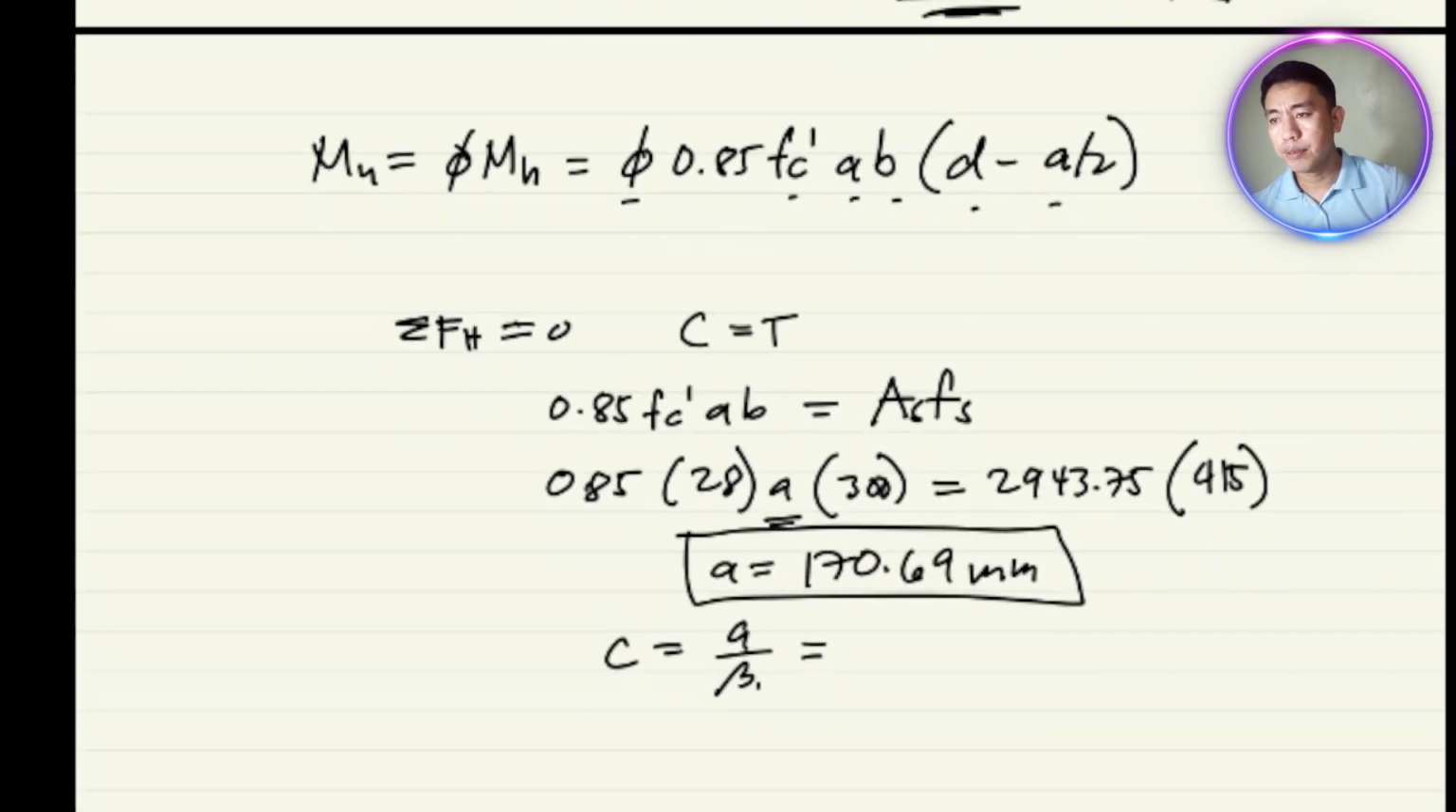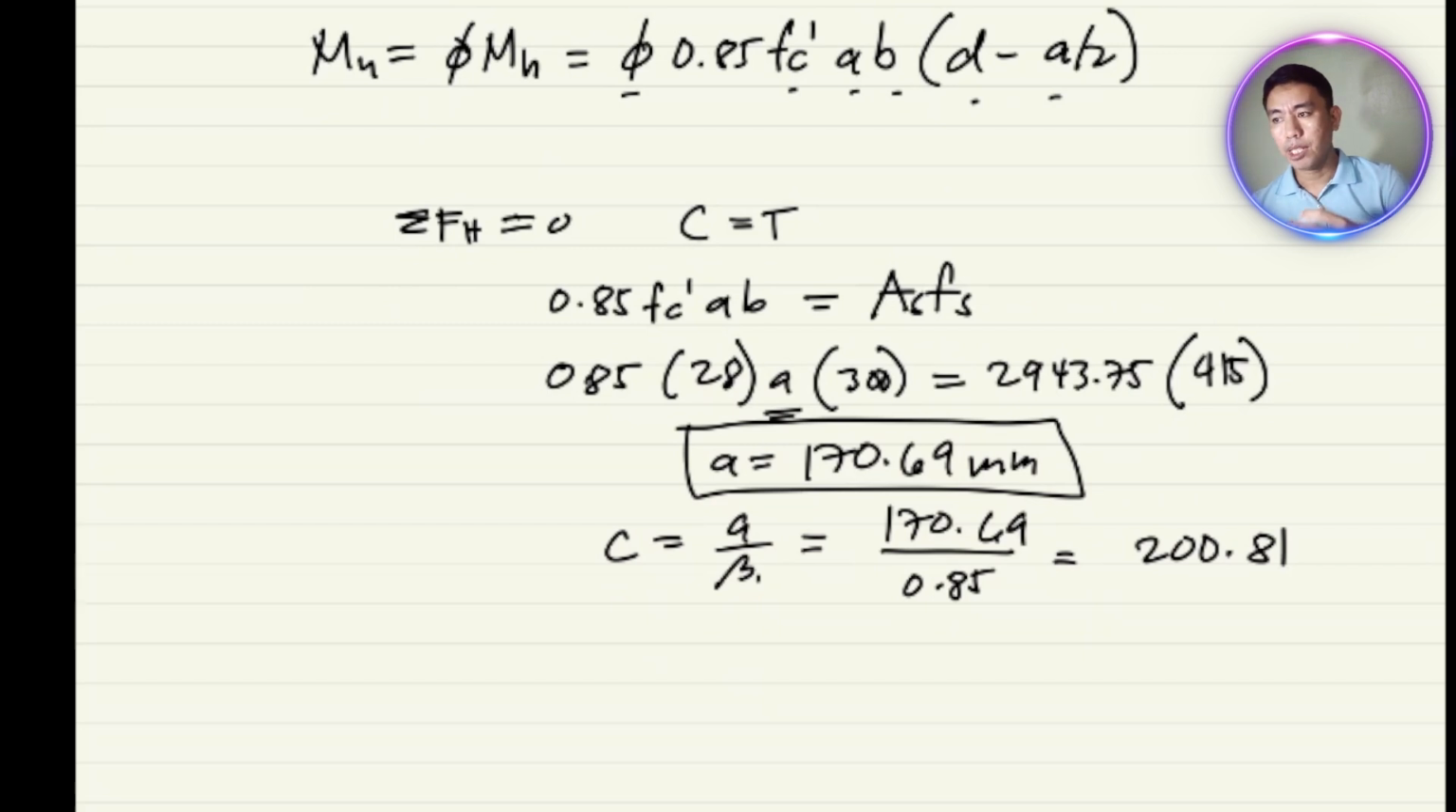Okay. So c is a over beta 1. This is 170.69 over beta 1, 0.85. So this is 200.81. Dito pala mag-decide, I'm sorry. Dito mag-decide kung tension controlled. Fs, yeah, it is tension controlled, but the value of phi is not necessarily 0.9. So in between pa siya.